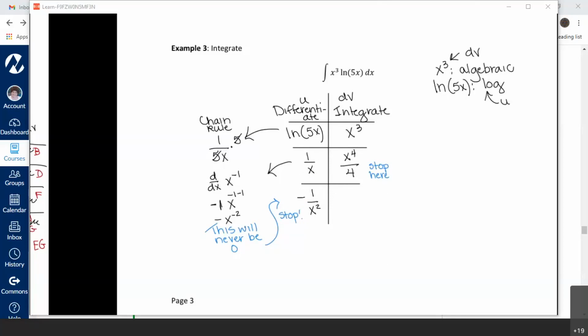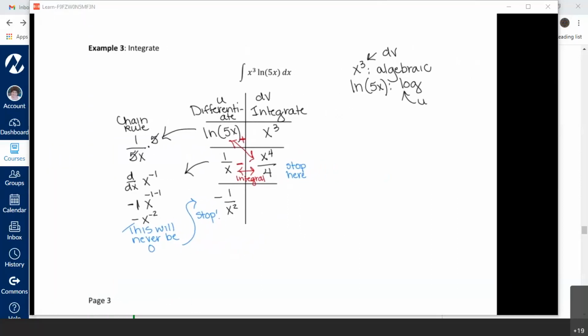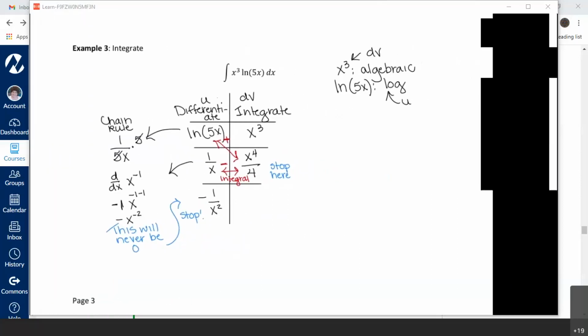And then you've got one product that goes like this. And then you've got another product that's going to go like this, but this will be an integral. The signs are the same, plus on this one, minus on this one. So let me pull out the products here so you can see.